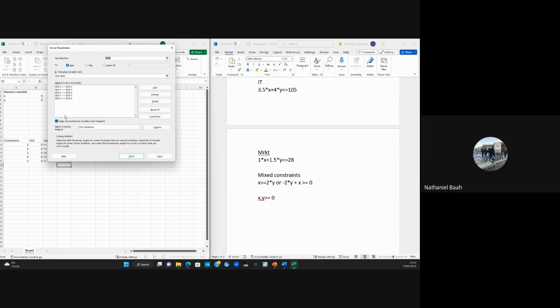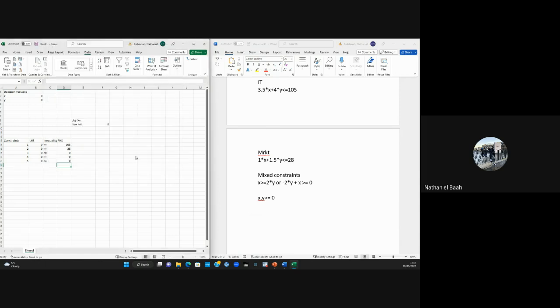I have my constraint functions. Now, what are we supposed to do? Since we are doing simple linear programming models, you have here select the solving method, click on the drop down arrow, then click on simplex LP. Then you click on solve.